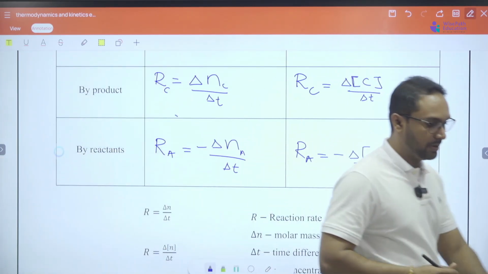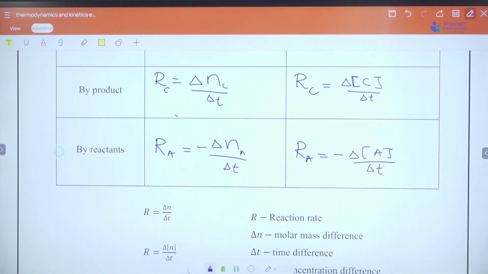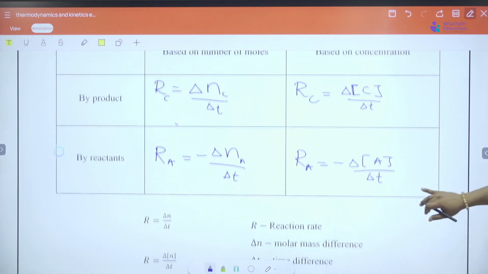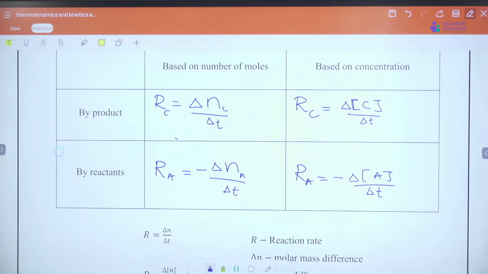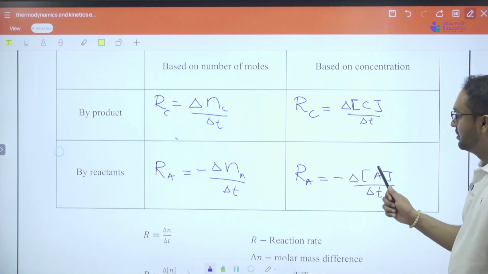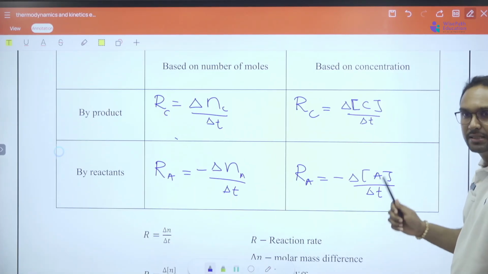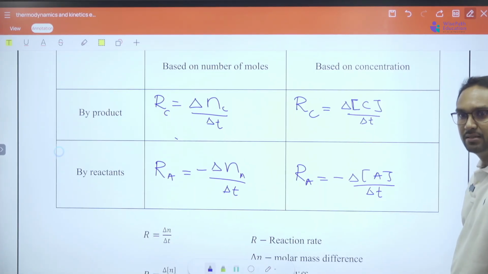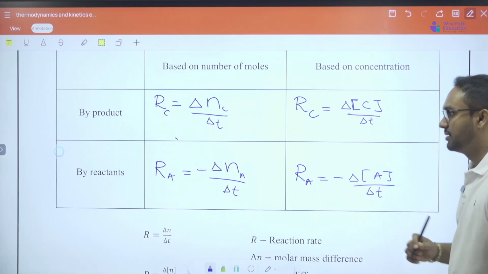This is the basic formula. And remember to put the minus in the front if it is reactants, right? If it is consumption of reactants, always put the minus in the front, right?